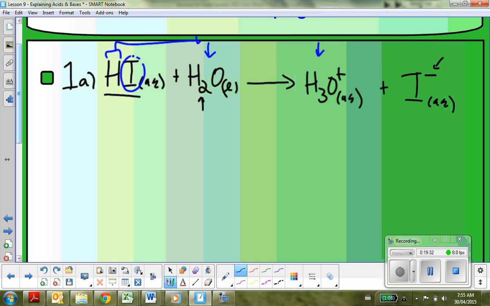Okay, so let's look at the next one, B. Again, you're told to use the modified Arrhenius theory to suggest a chemical reaction equation to explain the acidic properties of HOCl. Oh, I think that's chloric acid. There we go. HOCl. OCl is a polyatomic ion. Okay, modified formula, so we're going to add water.